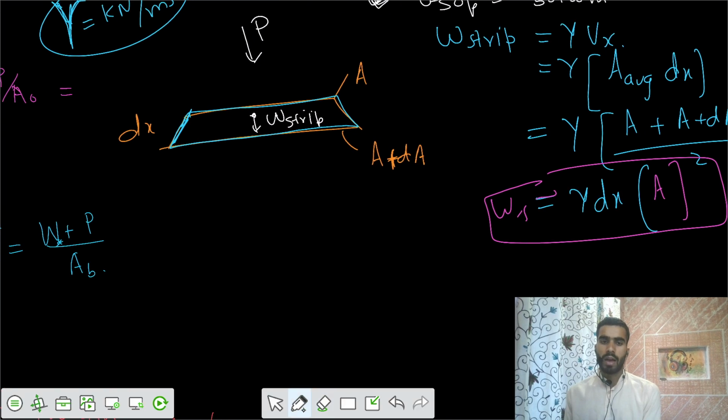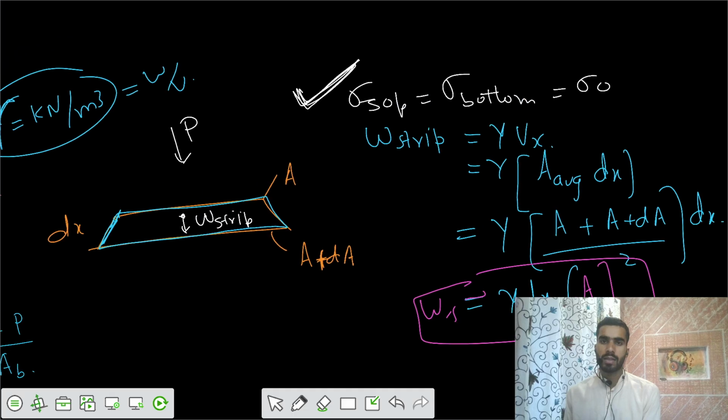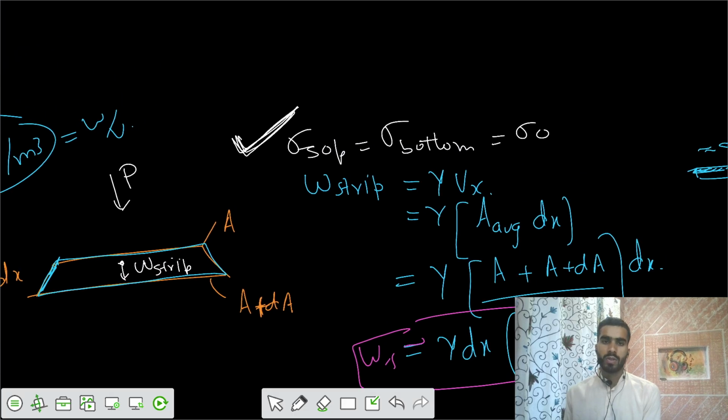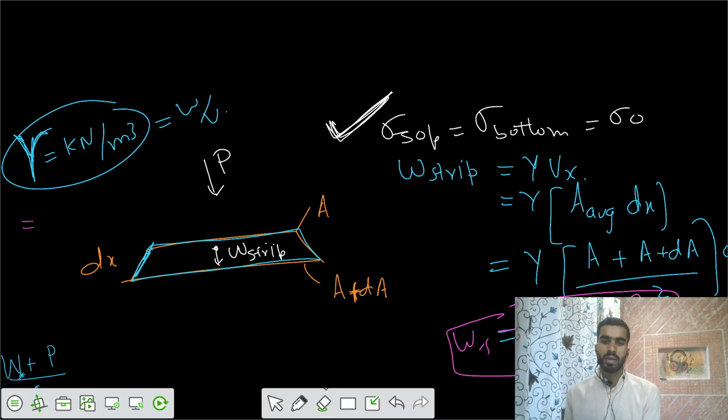Now if I have that in this equation, the stress at the top equals the stress at the bottom, that is equal to sigma naught. If I use that, what is the stress that has developed at the top? At the top there is no load, but there is no weight. I would say there is only some load of P. Yeah, this is the condition.